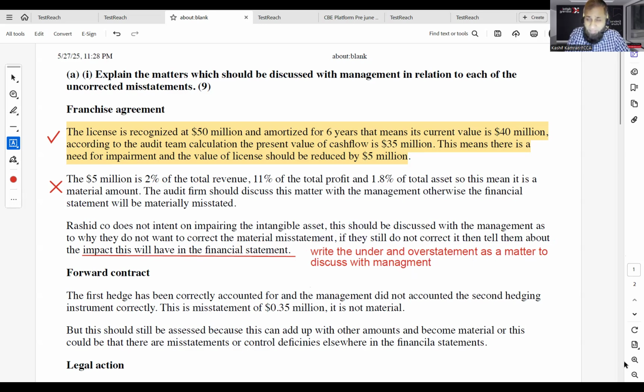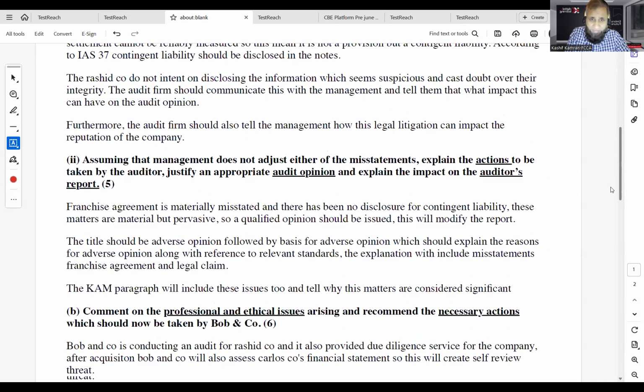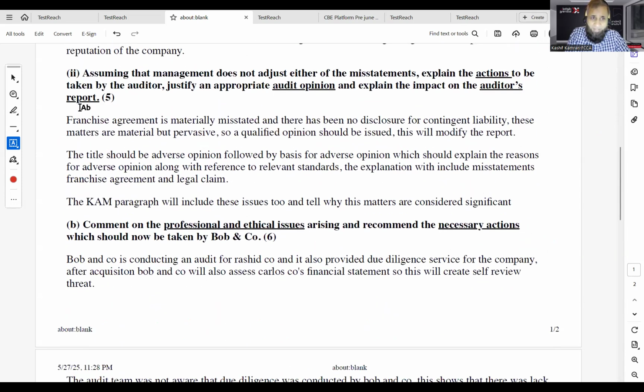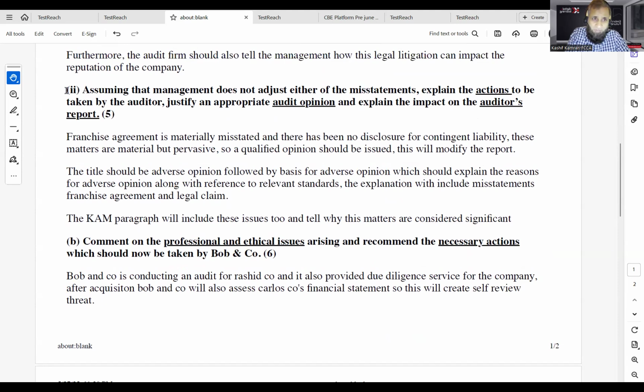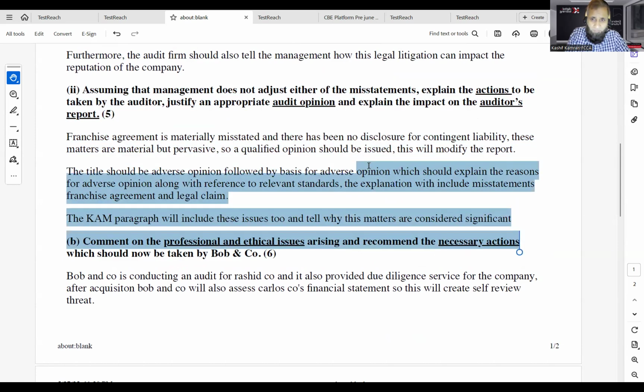So definitely management was not recognizing the impairment. So you need to mention the under and over statement, right? And the reason I'm showing you this answer is for this. Look at this answer. I'm giving you 2 minutes. Can you just read the part in front of your screen currently? Can you just read this part? This part, sorry.